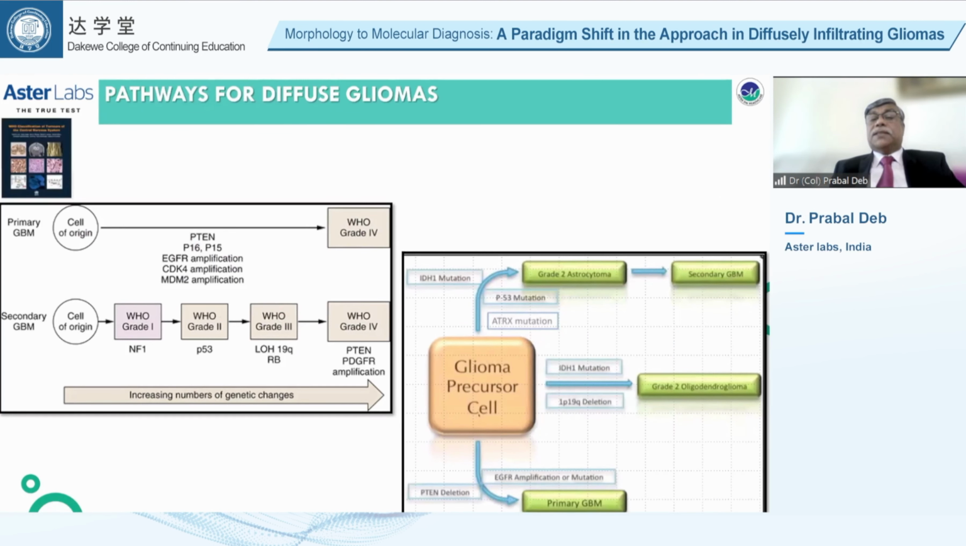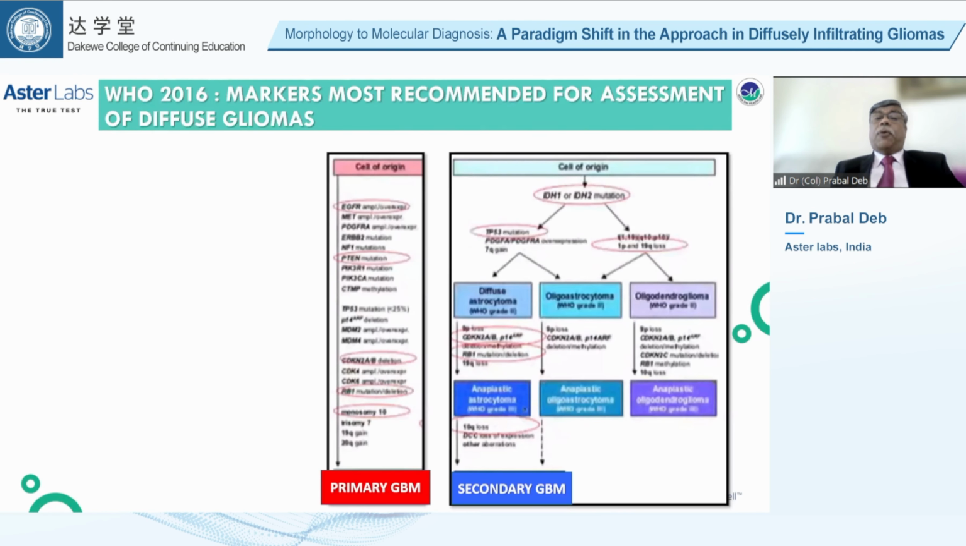But when we come to the pathways, there's a glioma precursor cell which undergoes mutation. If there's an ATRX, P53, IDH1 mutation, it goes into grade 2 and then progresses subsequently into grade 3 and secondary GBM. On the other hand, PTEN and EGFR pathways convert the precursor into a primary GBM. On the other hand, if there's an IDH1 mutation with 1p19q co-deletion, that leads to oligodendroglial tumors. I'm sure the august audience is well aware about this.